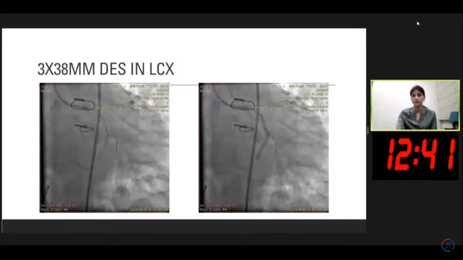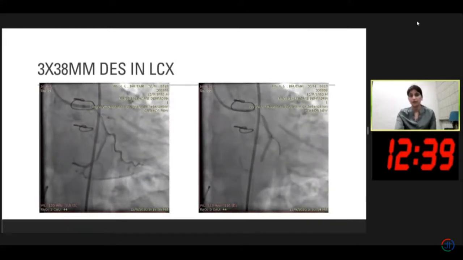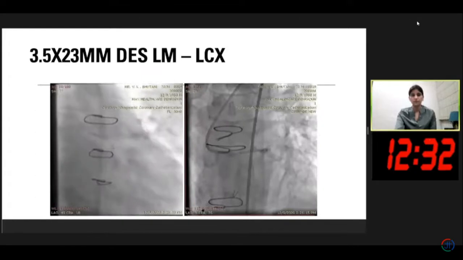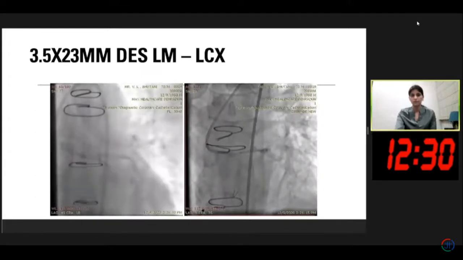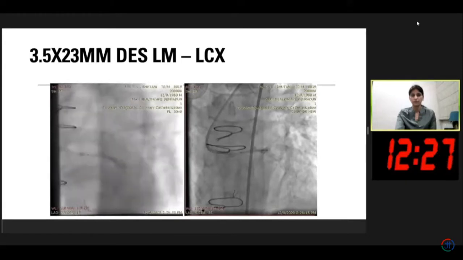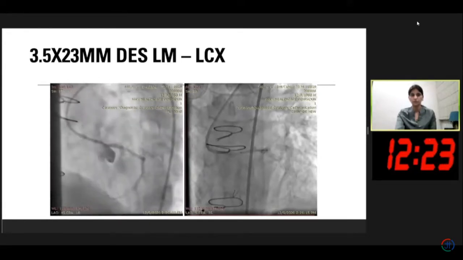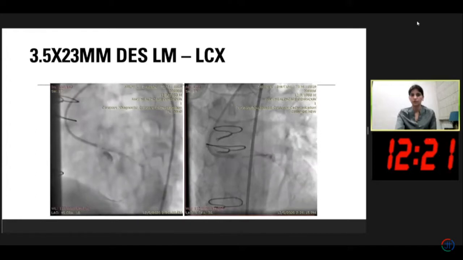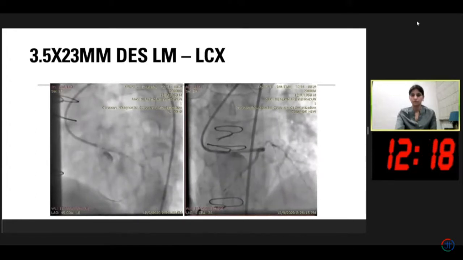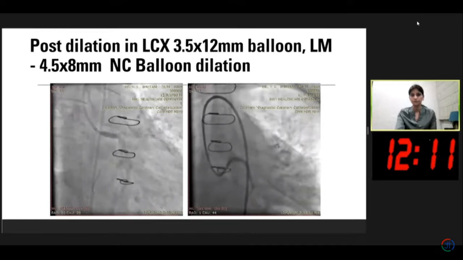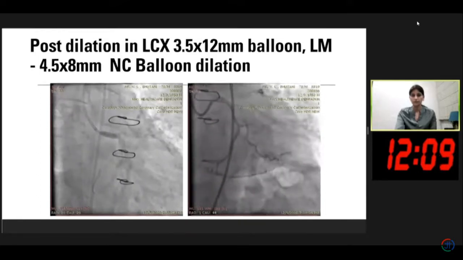So this is a 3.0x38 DES in the LCX with a wire in the OM, as we knew that this is the major OM and we had to take care of that. And then the proximal stent was deployed from LM ostia to LCX, overlapping with the previous stent, because there was a calcified plaque in the proximal circ also. So this is the positioning from ostia to the previous stent, and the POT was done with a 4.5x8 millimeter NC balloon. And this is the final picture.